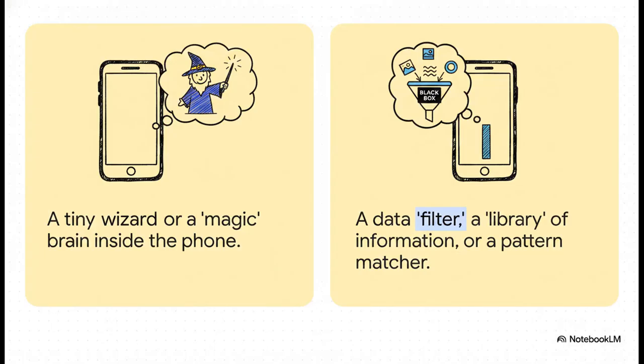And finally, the black box drawing. This is such a cool visual way to see if their understanding has really changed. You just ask them to draw what they think is happening inside the phone when AI is working. A drawing of a little magic wizard means they're not quite there yet, but a drawing of a data filter or a pattern matcher, that shows they've shifted from seeing magic to understanding the machine.